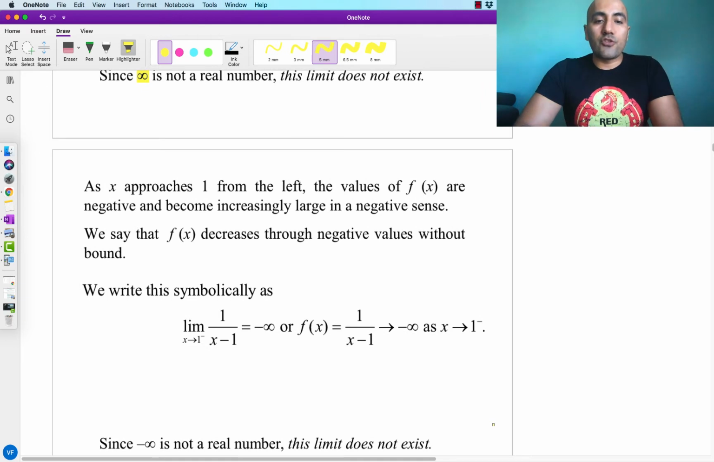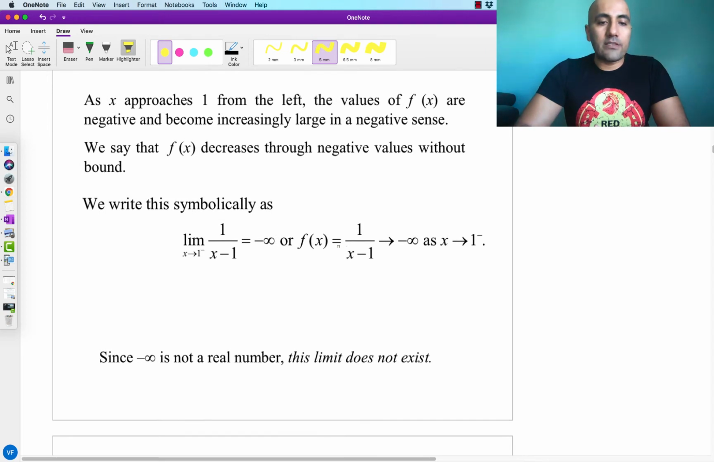As x approaches 1 from the left-hand side, the output values of f of x are negative and becoming increasingly large in a negative direction. So we say that f of x decreases through negative values without bound. And we write it this way: the limit as x approaches 1 from the left-hand side of 1 over x minus 1 equals negative infinity, or f of x equals 1 over x minus 1 approaches negative infinity as x approaches 1 from the left-hand side.